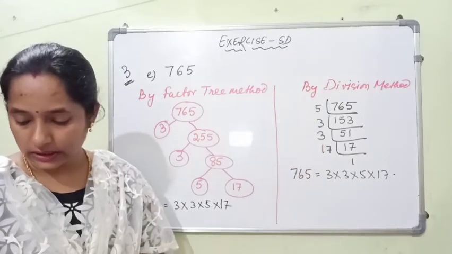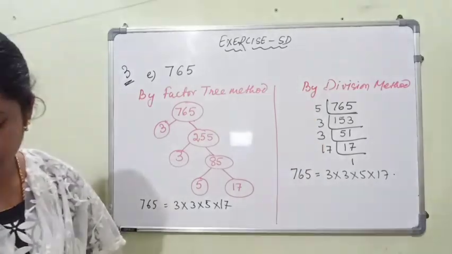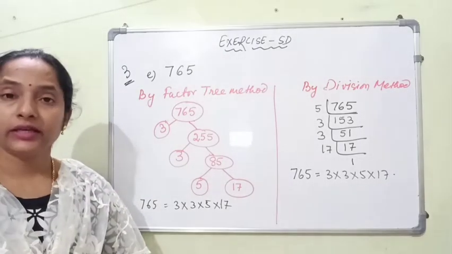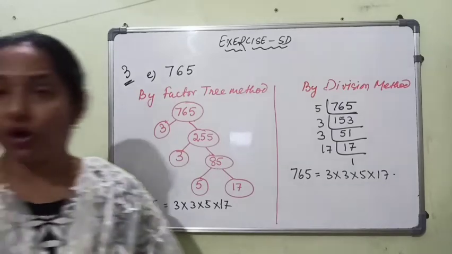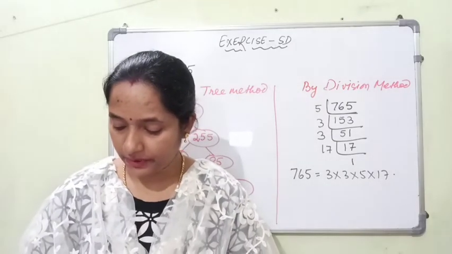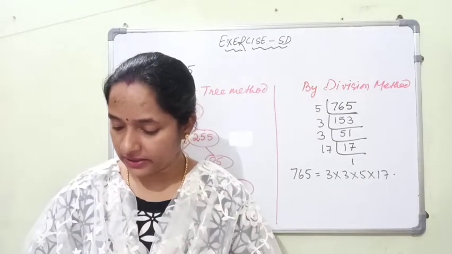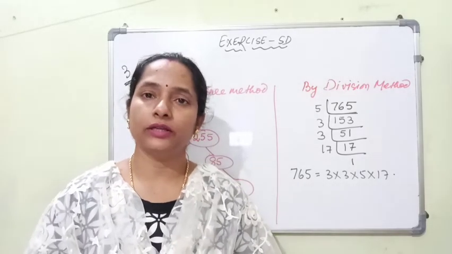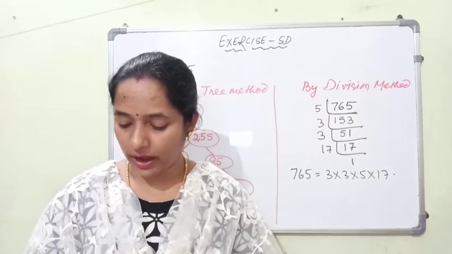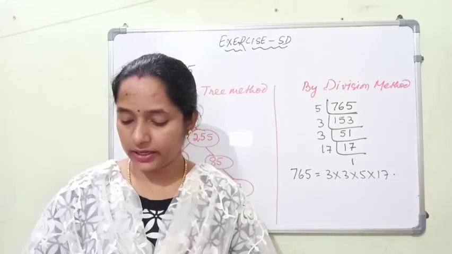Okay children, the next question we have: write all the factors, factor pairs, prime factors and composite factors of 210. So what you have to do, you have to write 210.